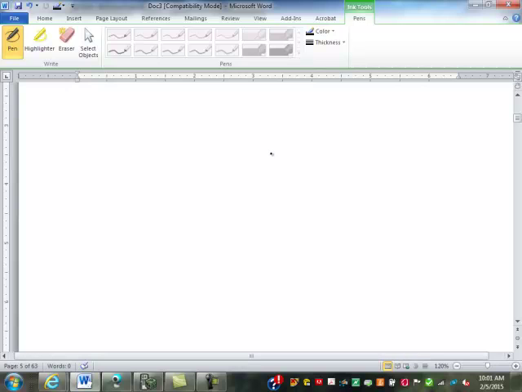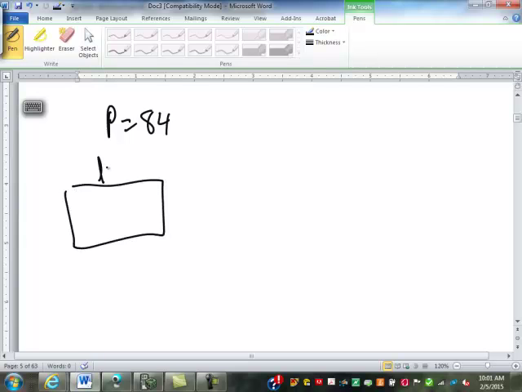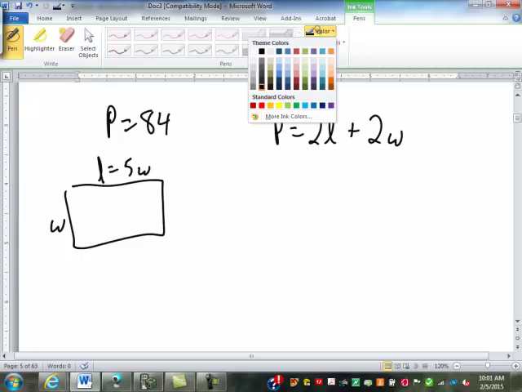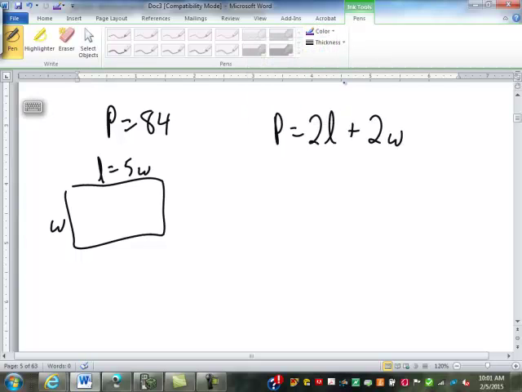So the perimeter is 84, and the length is the width times 5. So 5 times the width. So here's what you've got: P equals 2L plus 2W.